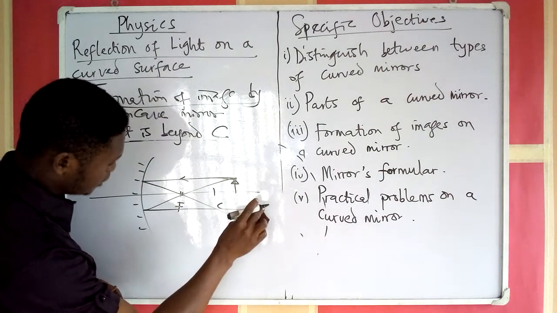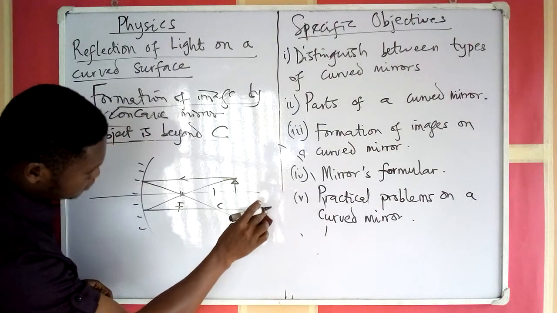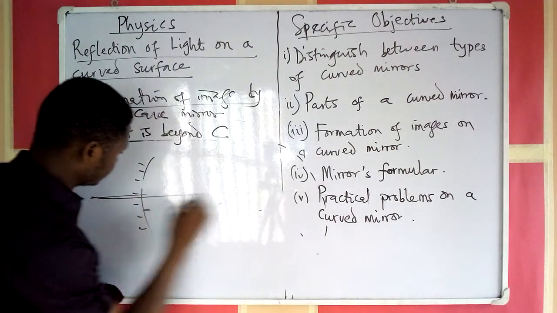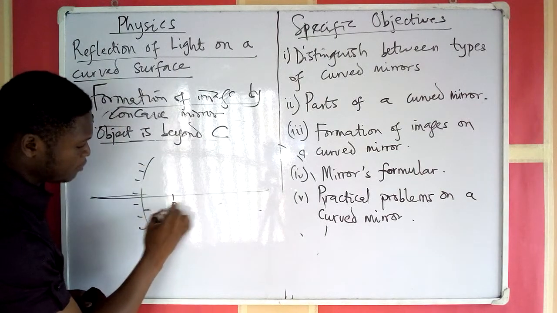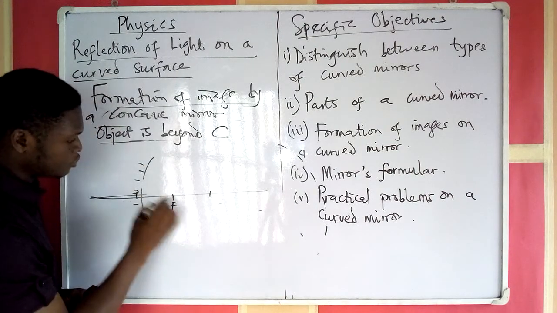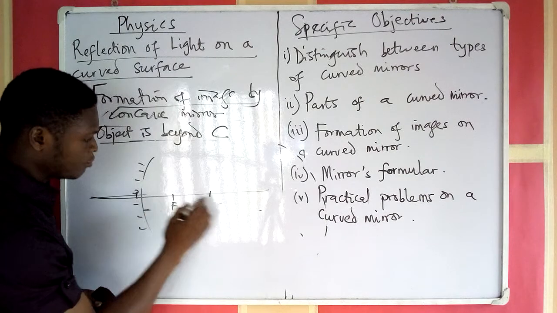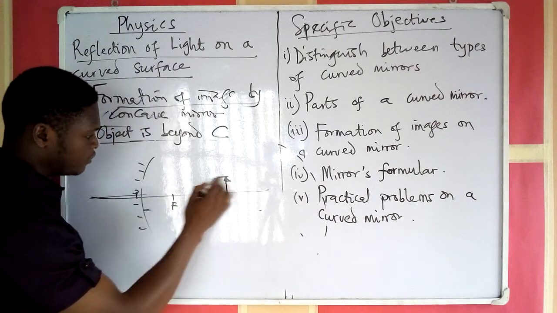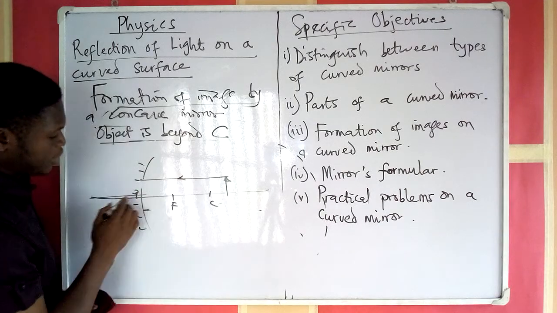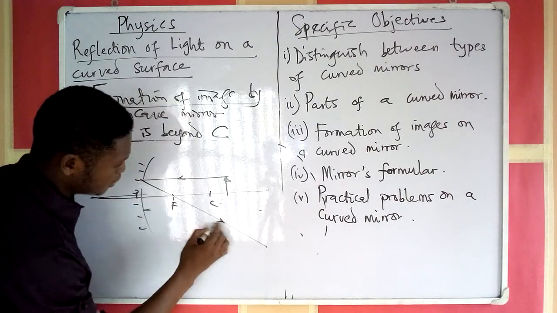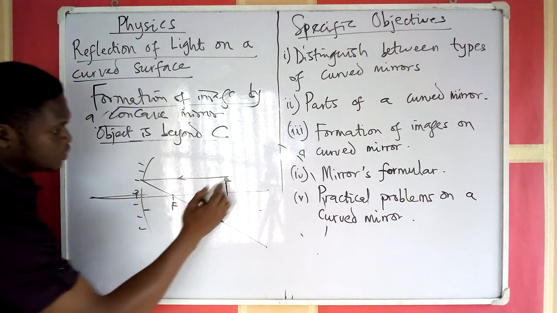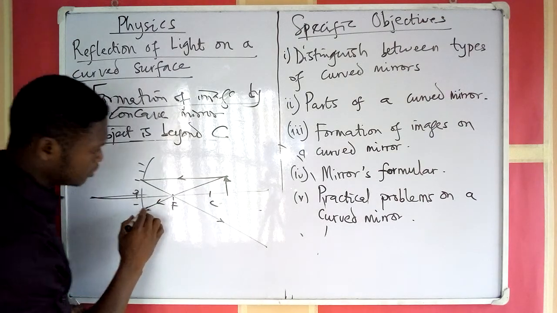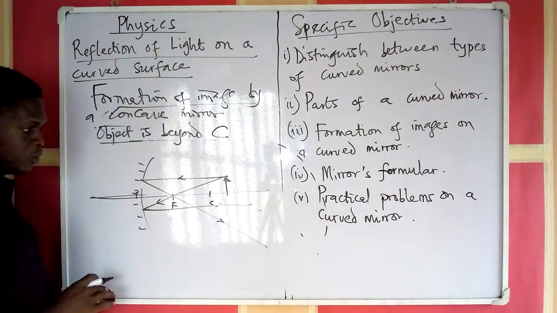Travels parallel. I need to make a better straight line for this. Sorry for that, but let me make a better straight line so I can have a nice intersection. Remember that the distance from the pole to F must be equal to the distance from F to C. That's the first thing you must do. So we have this parallel to the principal axis, then travels through the principal focus, then passes through the principal focus and travels parallel to the principal axis.